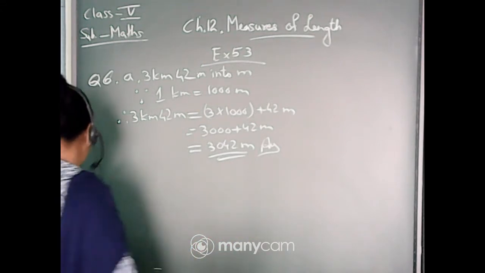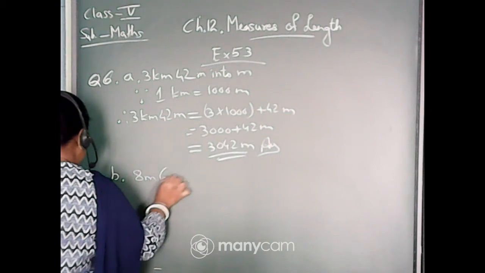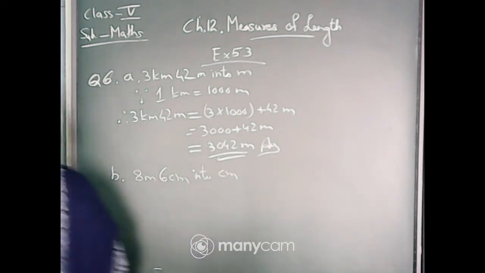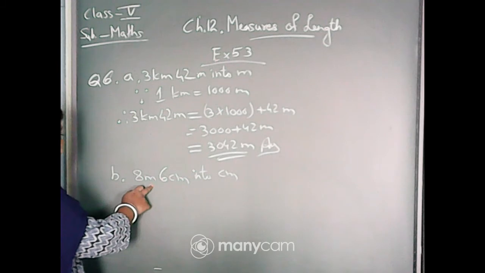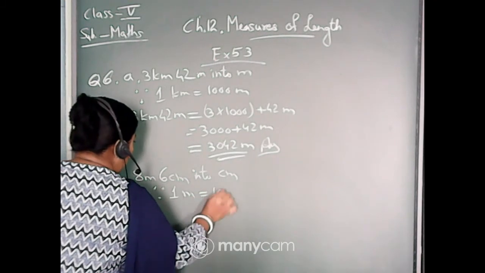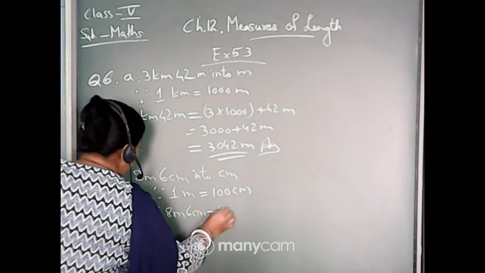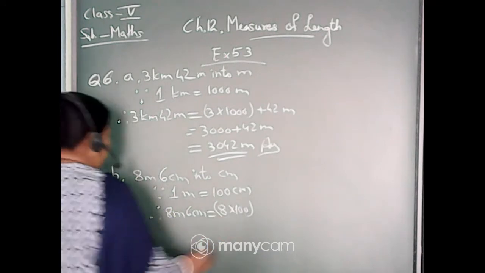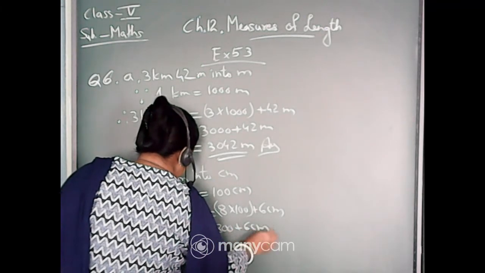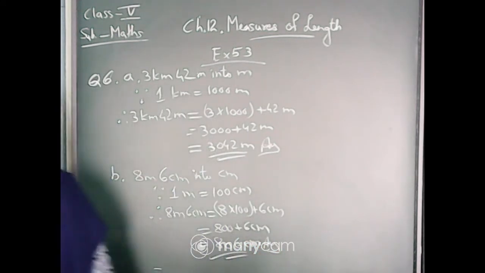Next one, number B. Number B is 8 meter and 6 centimeter. You have to convert into centimeter. It is very easy, isn't it? Only convert the meter and then add the 6. Since 1 meter is equal to 100 centimeter, therefore 8 meter and 6 centimeter is equal to 8 into 100 plus 6 centimeter. That is 800 plus 6. So the answer is 806 centimeter.